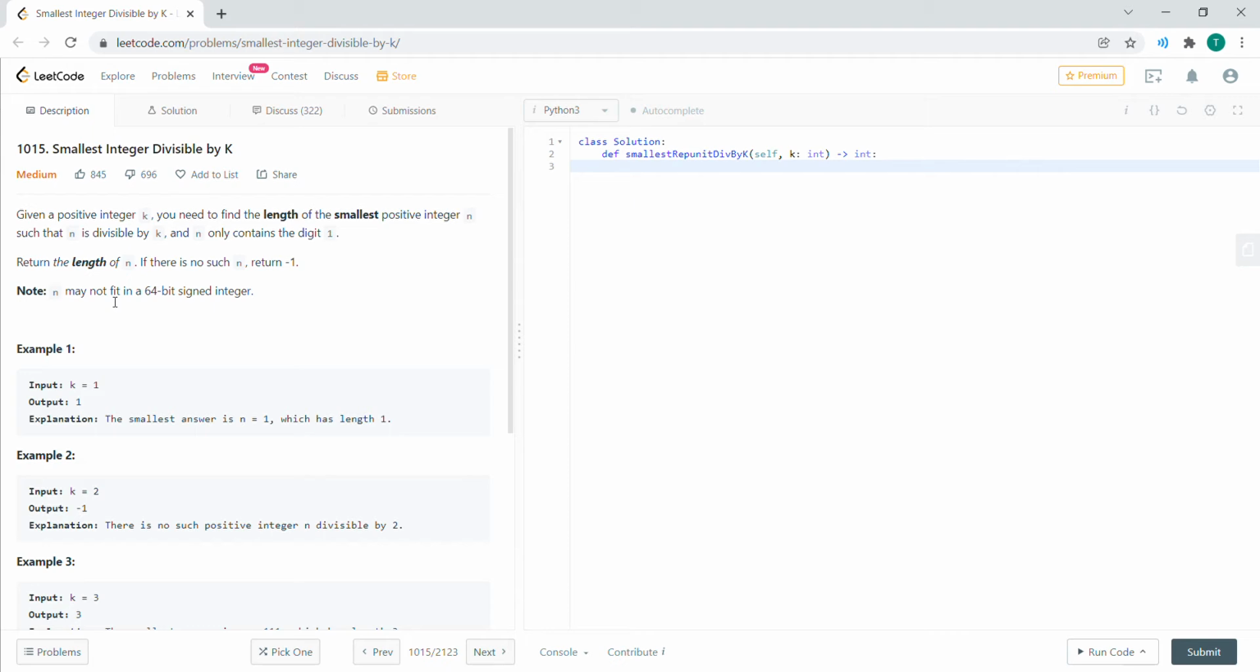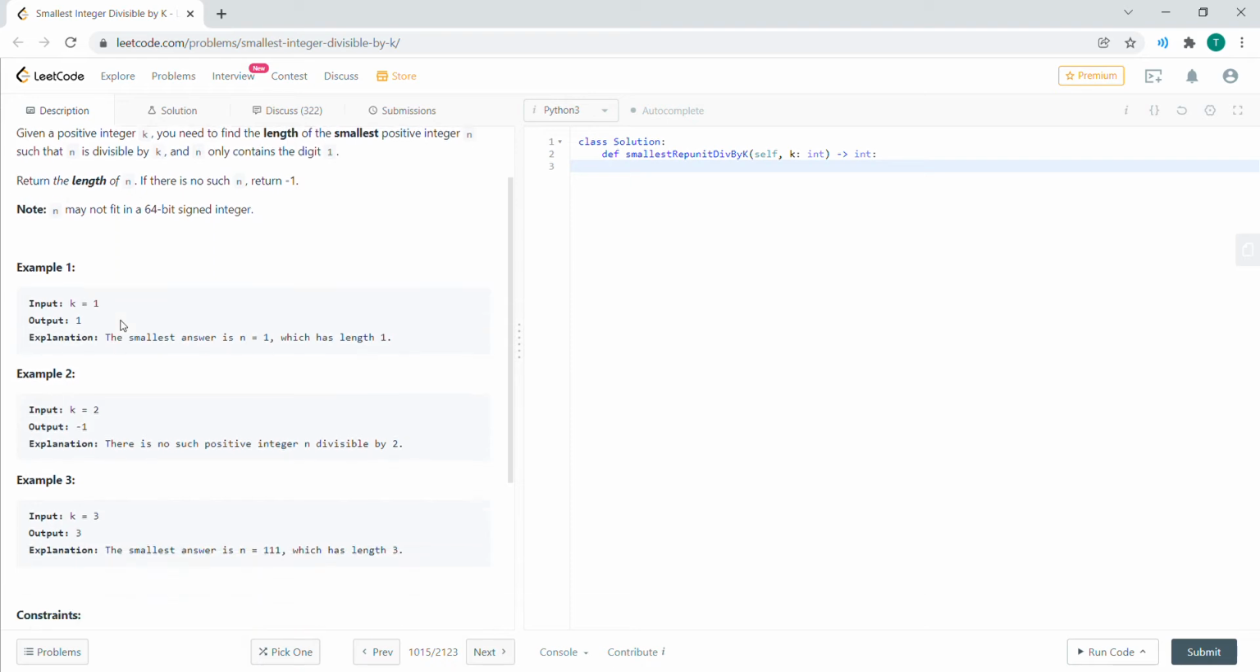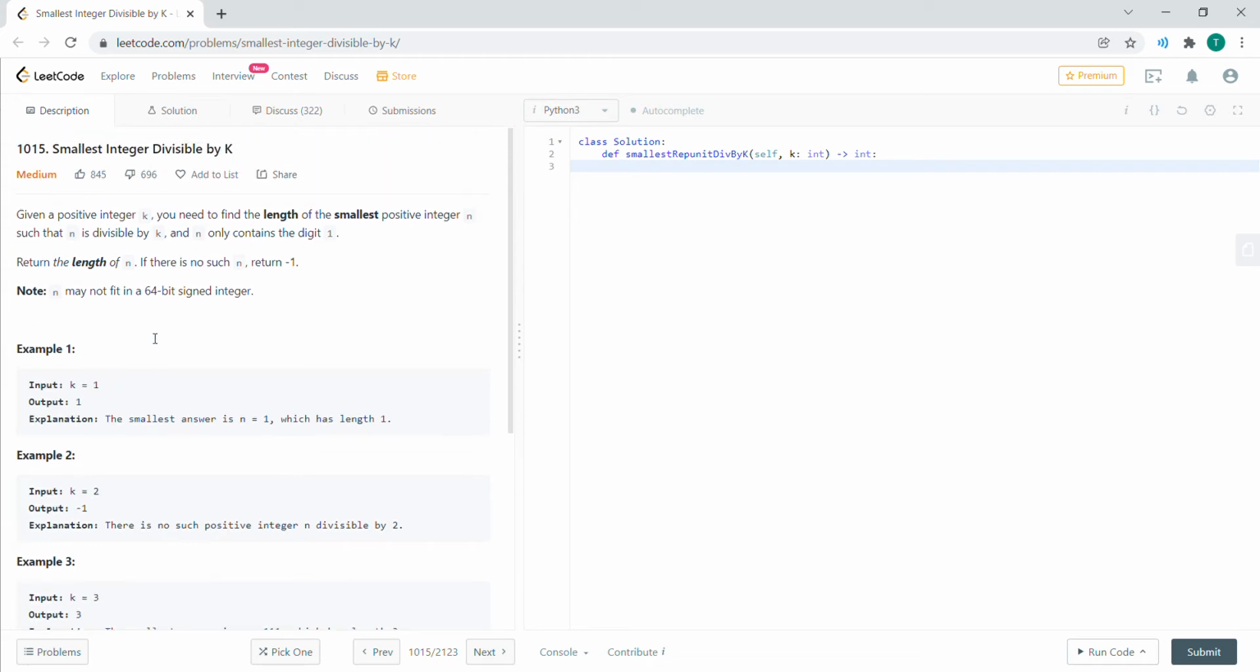Alright, so this sounds like a math question here. So our approach is going to be a mathematical type approach. Given example number 1, let's break down what we're looking for and how to approach it. You have k equals 1. The output will be 1 because the smallest answer n is 1, which has a length of 1.